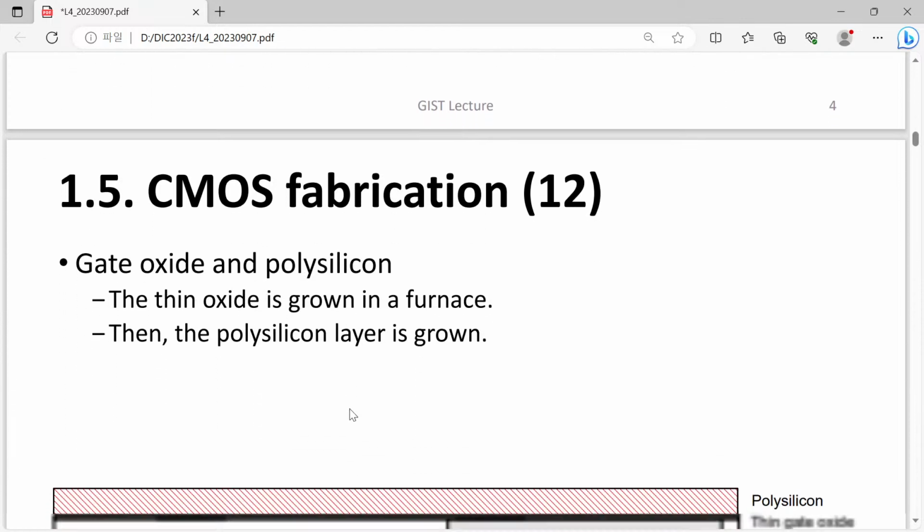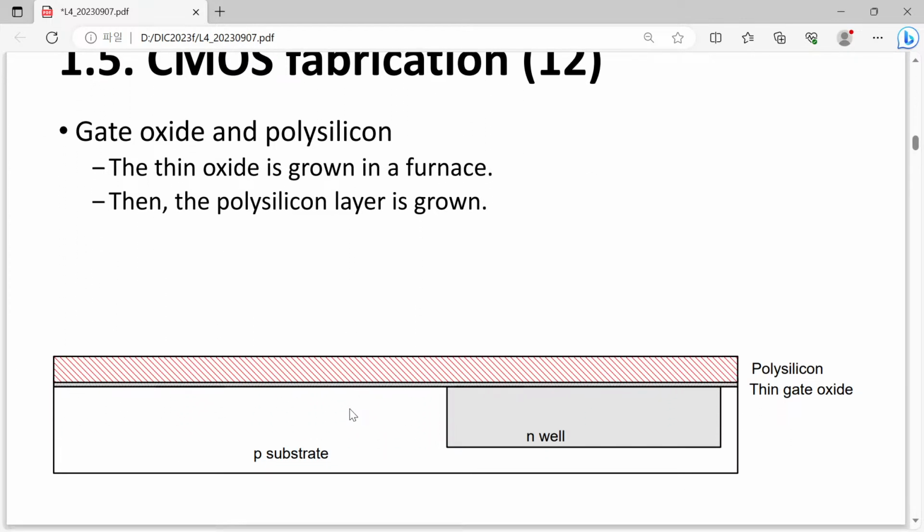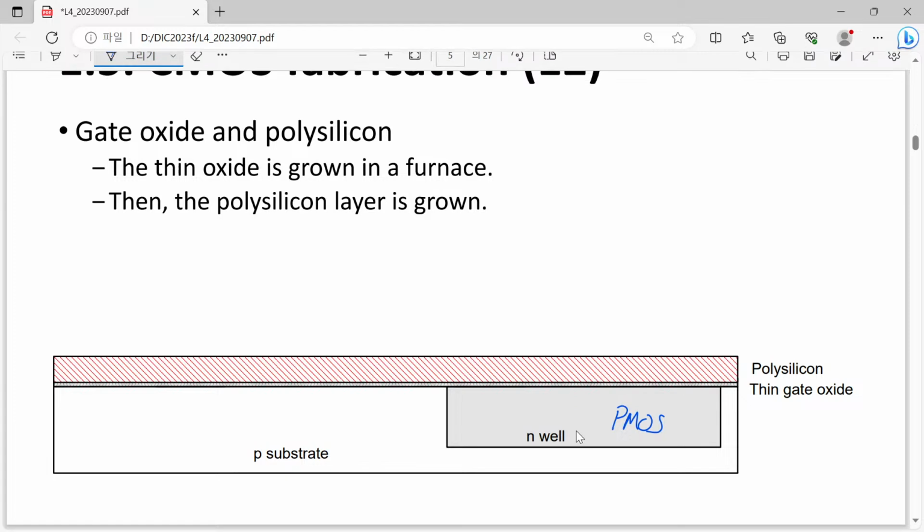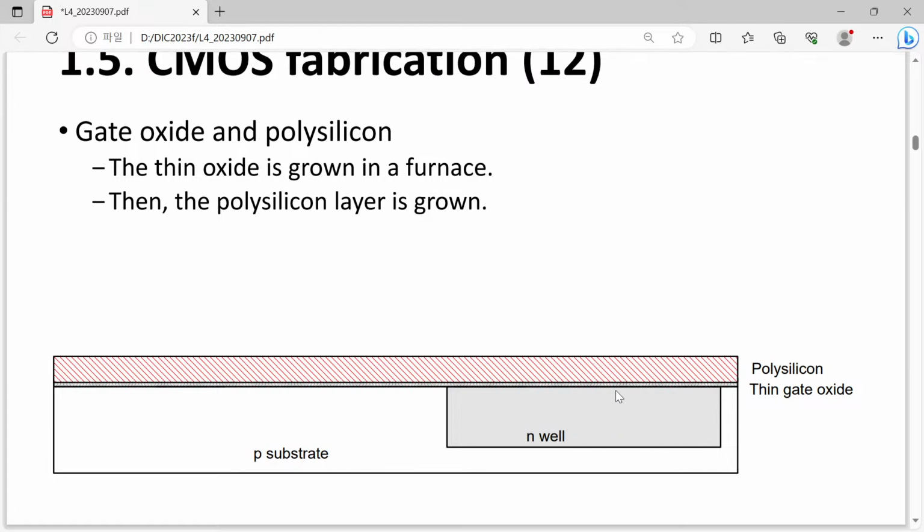Okay. Now our previous status was just the N-well formed in the P-type substrate. Now we will make our PMOSFET on this N-well, and here we will make the NMOSFET. Then how can we make it? Let's just follow our textbook example.